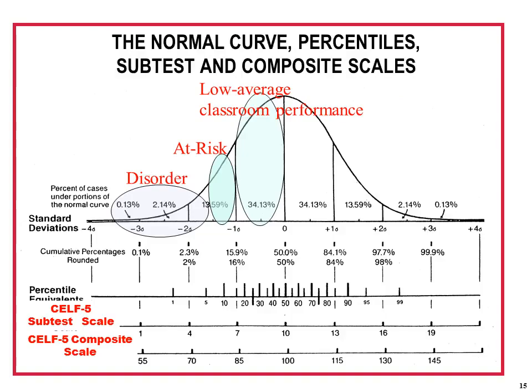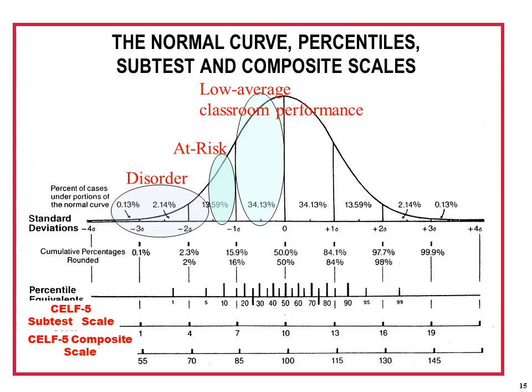Here is the same information represented against the normal curve with percentiles and composite scales. And you basically see in the middle the low average classroom performance within the oval that encompasses 34.13% of our children in schools. At risk is 13.59%.